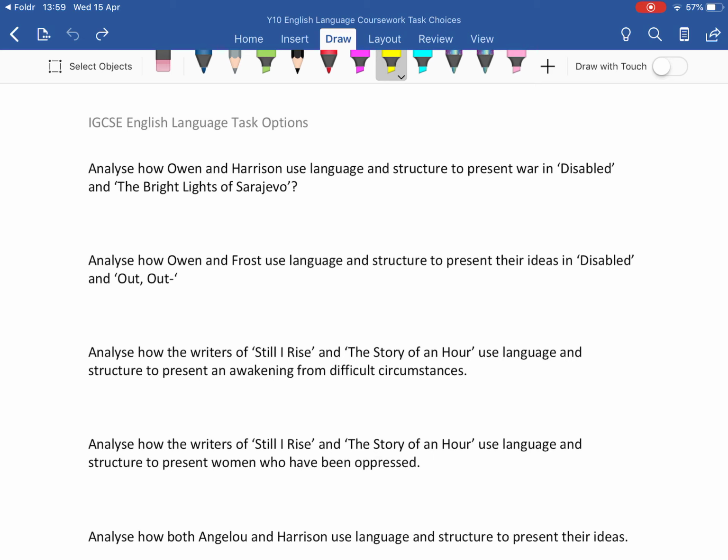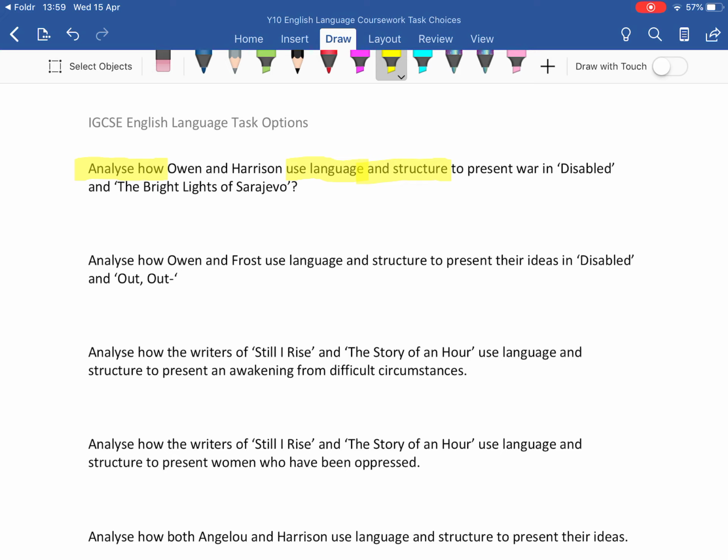Now, you'll hopefully notice straight away that each of them begin in the exact same way. They each begin with this phrase, analyse how. Then they've got the writers' names. And then I've mentioned specifically how do they use language and structure.